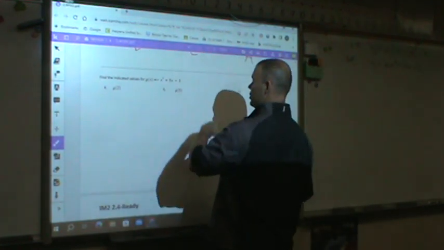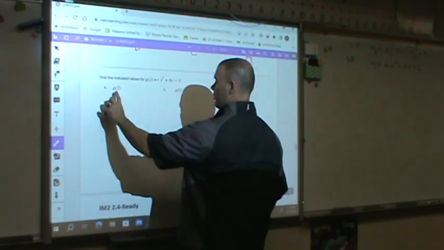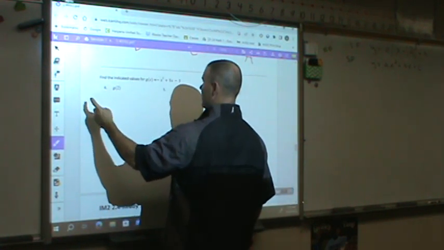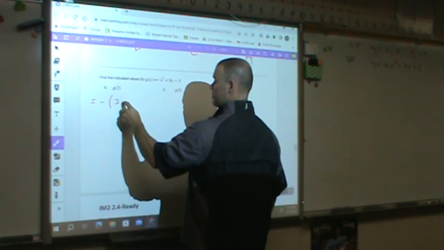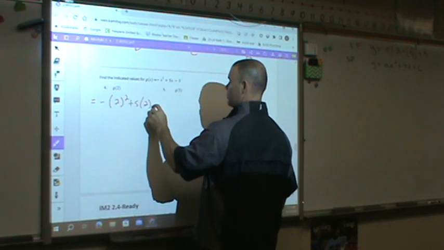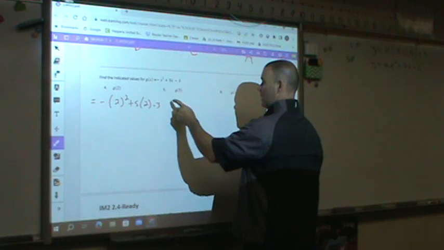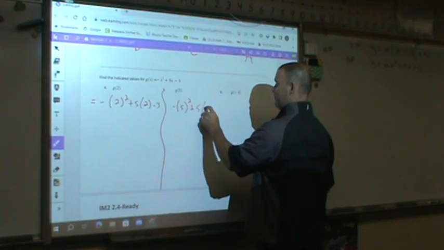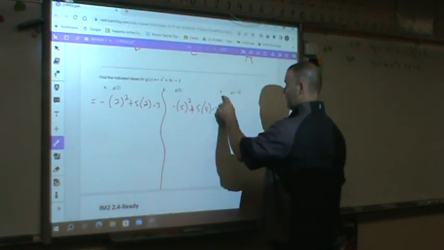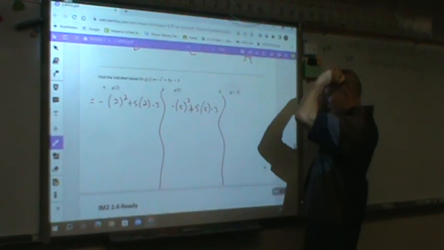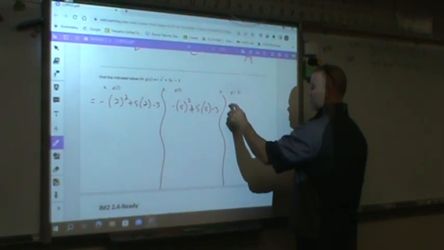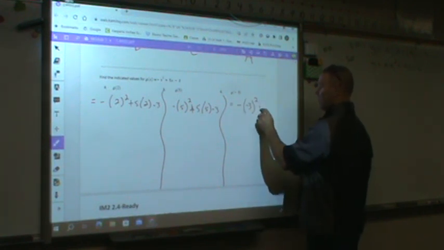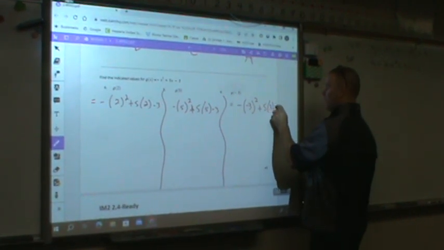Find the indicated values for g of x. This is a little bit of simplifying. Remember, g of 2. That's saying if my input is 2, what's my output? So I'm simply going to rewrite the equation: minus 2 squared plus 5 times 2 minus 3. And I'm going to simplify. And then over here I would do the same thing: minus 5 squared plus 5 times 5 minus 3, and simplify that as well. And over here it gets a little bit interesting because you have the negative. Make sure you substitute it in correctly: minus (-3) squared plus 5 times (-3) minus 3.